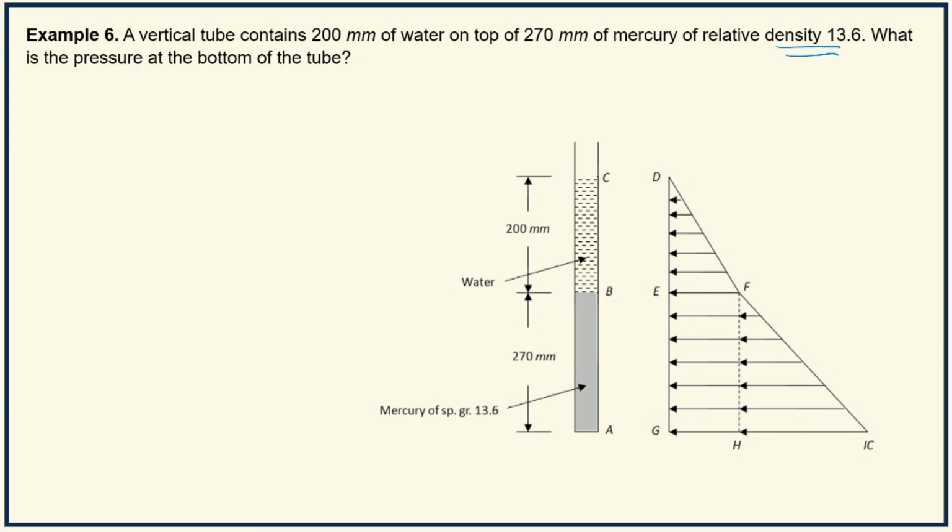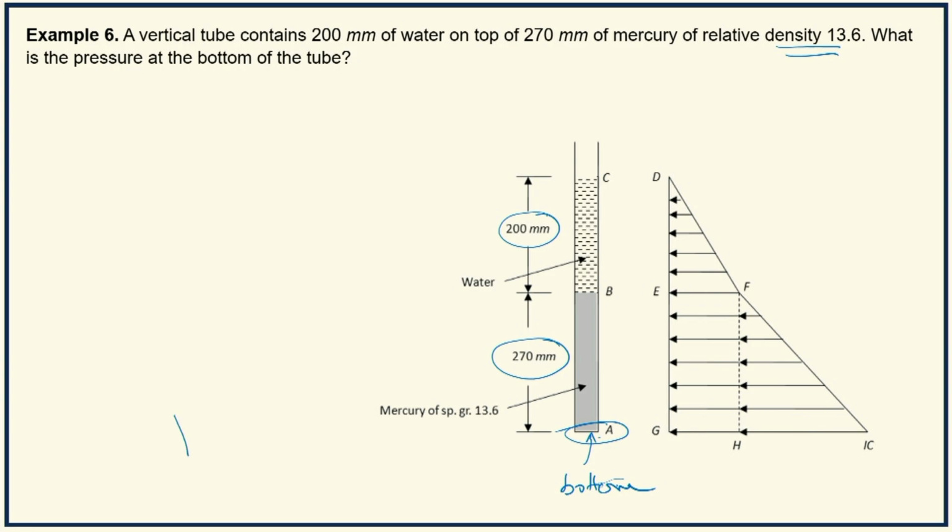So it is a vertical tube. The vertical tube contains 200 millimeters of water standing on top of 270 millimeters of mercury. You are asked to find out what is the pressure at the bottom of the tube here. The bottom of the tube is marked as A.